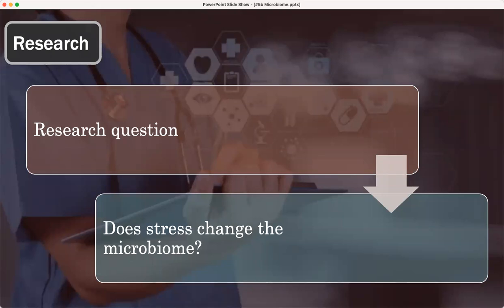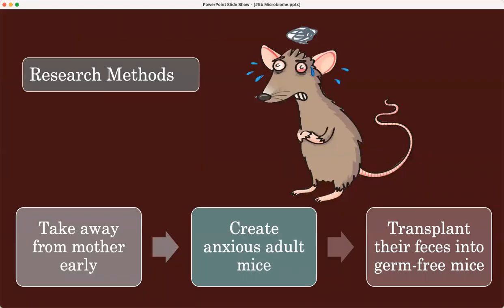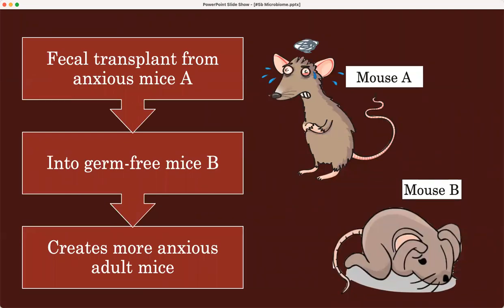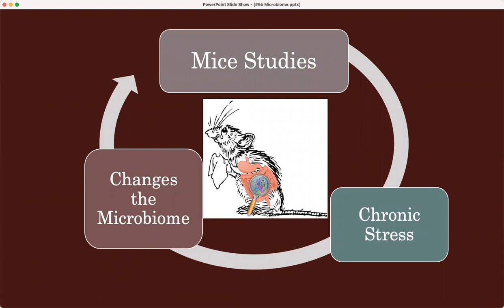So how about stress? Does stress change the microbiome? All right, so the way to make a mouse stressed is to take away its mother very early on. And that develops a very anxious adult mouse. So then they took these anxious mice and transplanted their feces into germ-free mice. So what they found is mouse A that was caused to be anxious had a change in the microbiome, and their fecal transplant made mice that were sterile microbiome anxious as well. So what they've concluded is that chronic stress ends up changing your microbiome.